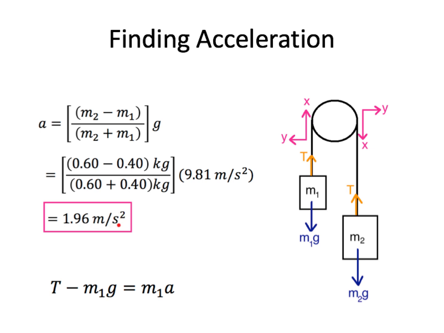That's about 5 times less than the actual acceleration due to gravity. Not exactly, but pretty close. And so that's the acceleration of the system. So how do I now find the tension?